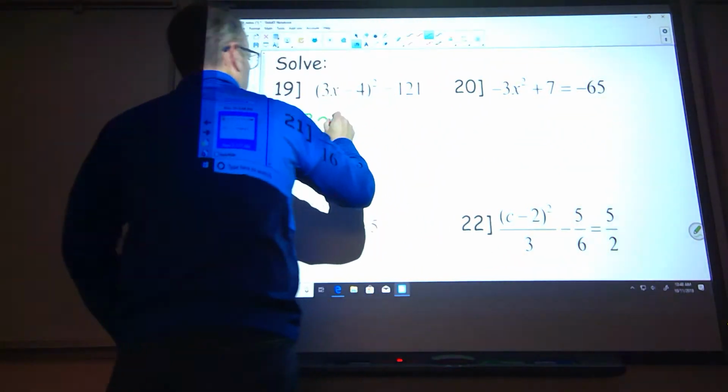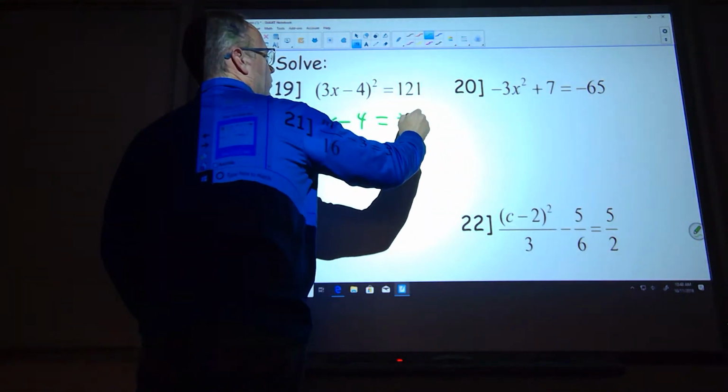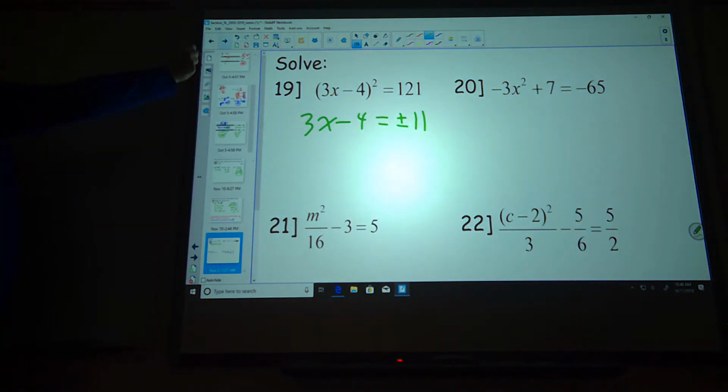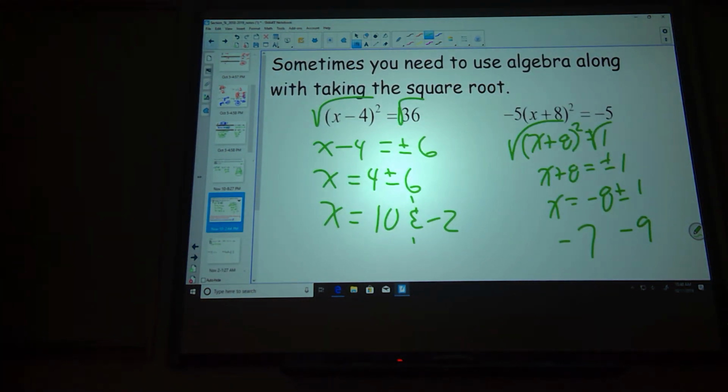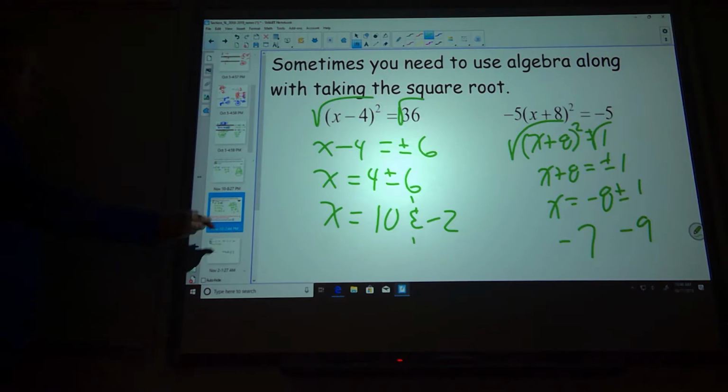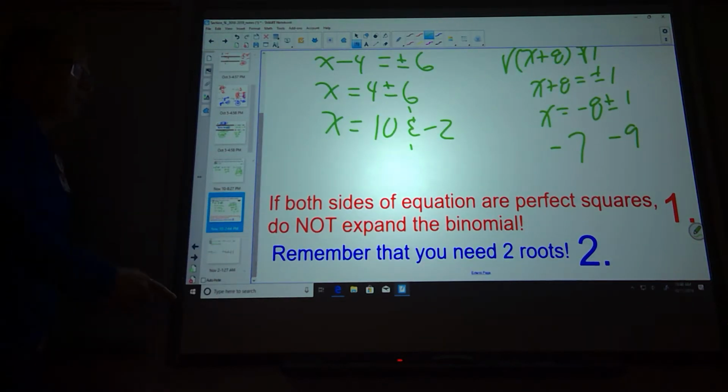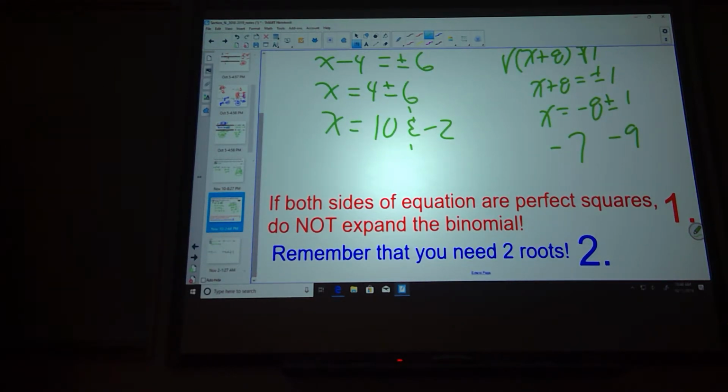See if you can figure out what I did. What did I do right here? If both sides of the equation are perfect squares, do not expand the binomial. Remember your 2 roots. Okay, we did that.